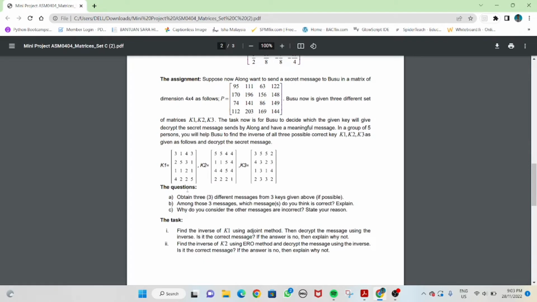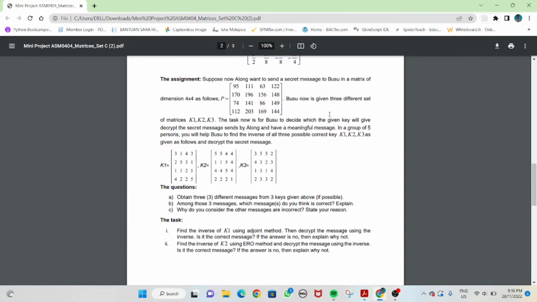The questions are: obtain three different messages from the three keys given below. Among those three messages, which message do you think is correct? Explain. Why do you consider the other messages incorrect? State your reason.